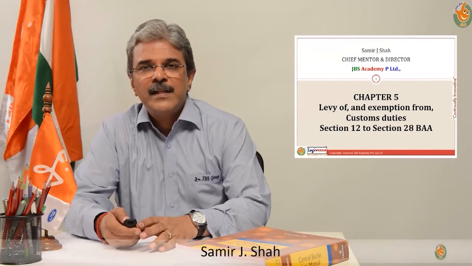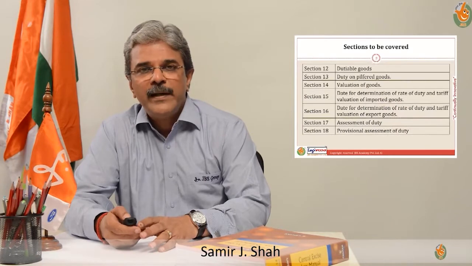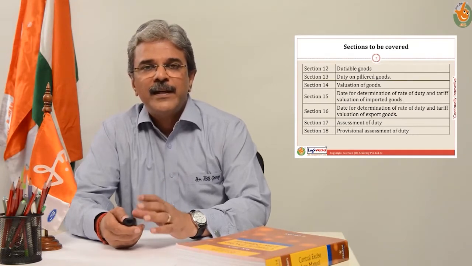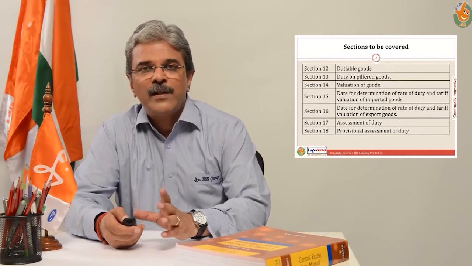Chapter 5. Chapter 5 of the Customs Act deals with levy and exemption from customs duties. It's a very wide chapter and goes from section 12 to section 28 with a lot of subsections which have got added in the middle. Let us go over all the sections.